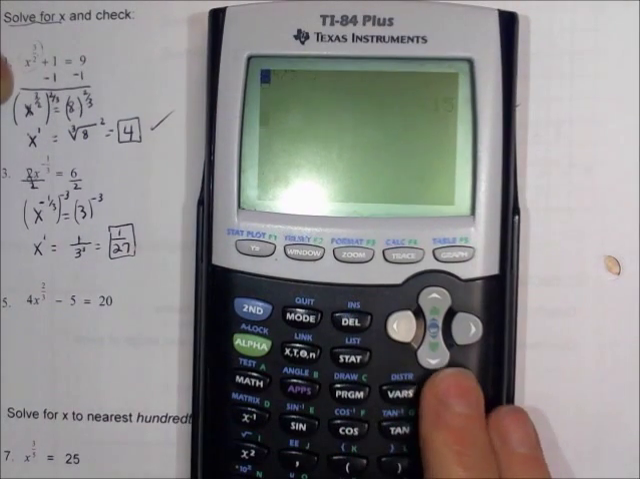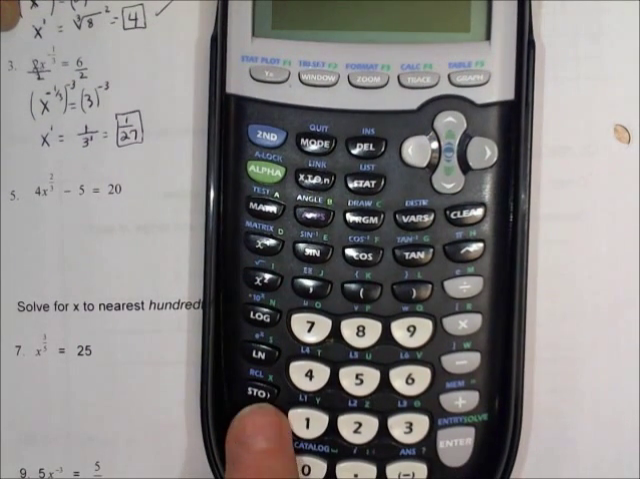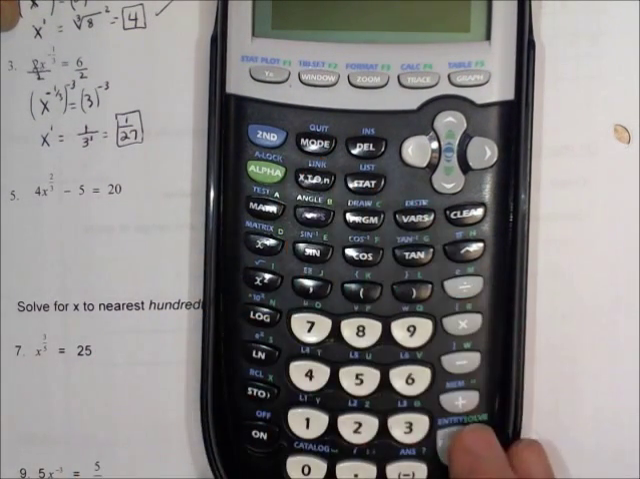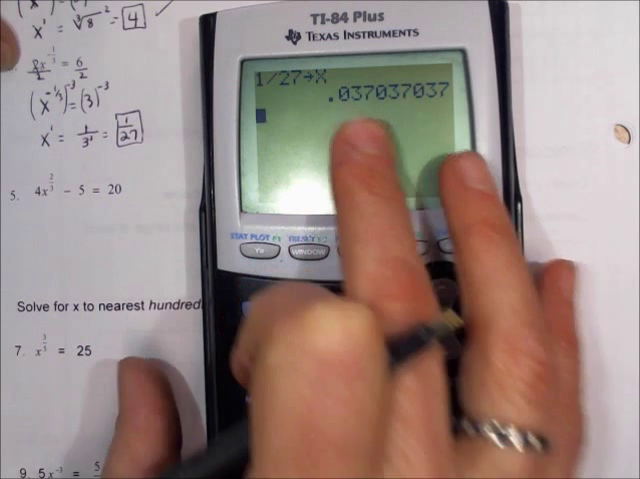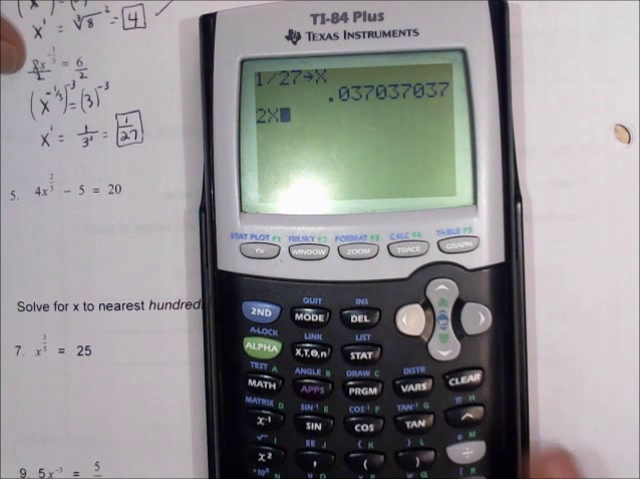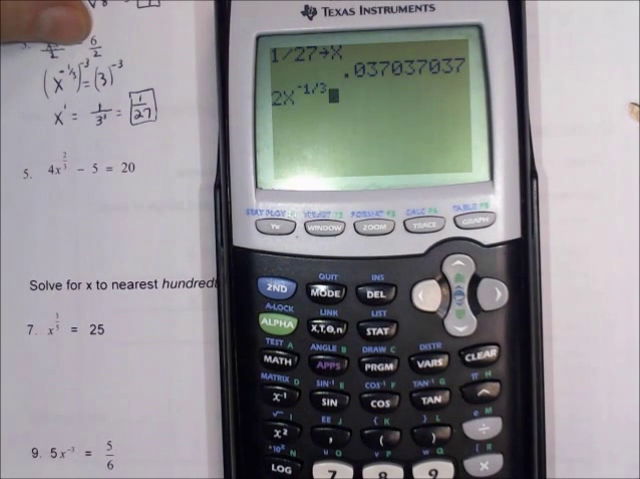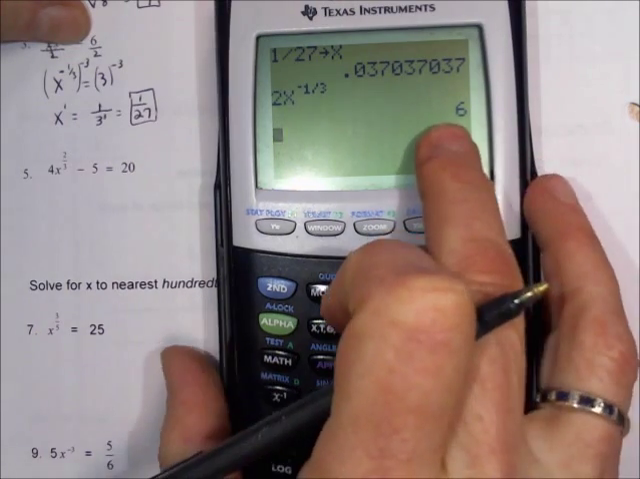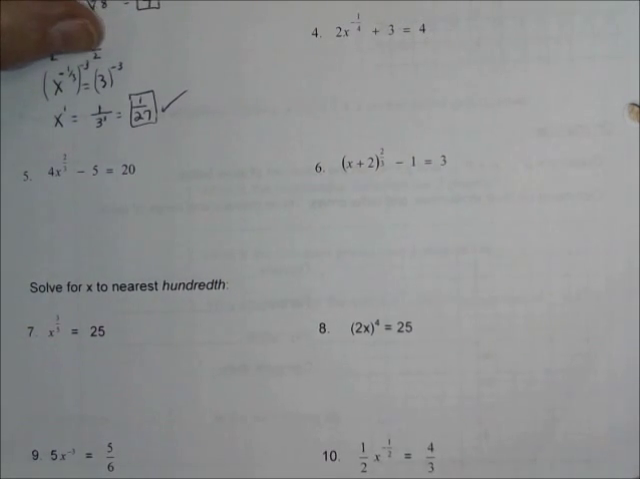I'm going to see if that one checks in my calculator. What I'm going to do is store 1 over 27. I'm going to press the store button, which is above the on key, and store that into my variable x. So now my calculator thinks x is equal to 1 over 27. And now I'm going to see what 2x to the power of negative 1/3 is equal to, and hopefully it's equal to 6 like the original problem said. And it is, so my answer checks. 1/27 is what x is equal to.